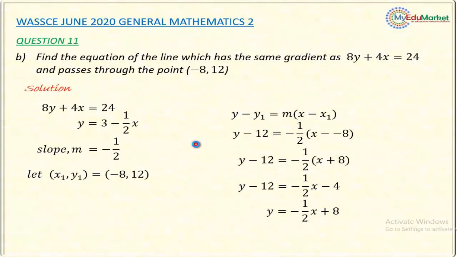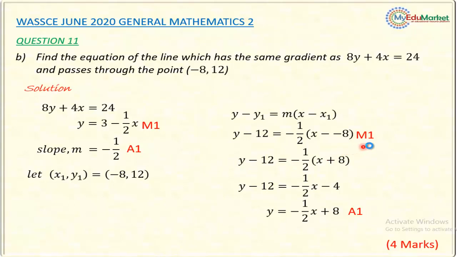So let's see the mark distribution of this according to the WAEC marking scheme. The mark distribution is as follows. The first mark is the method mark for determining the slope of the line 8y plus 4x equals 24. For trying to determine the slope of that line, you have the method mark. And for getting the slope as minus 1 over 2 accurately, you have the A1 mark.